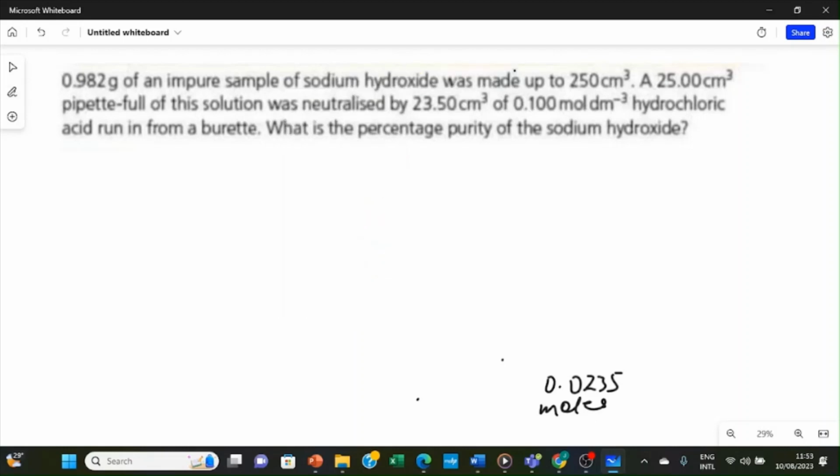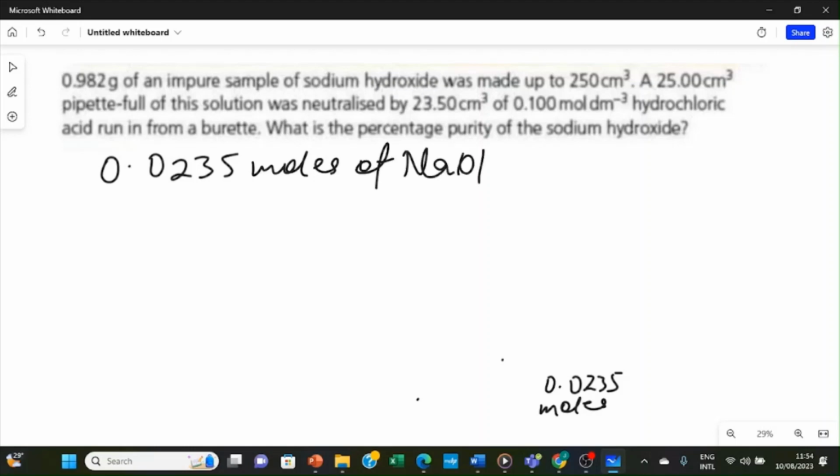So in 250 cm cube, we have 0.0235 moles of sodium hydroxide. The next thing to do is to calculate the mass of the pure sample of sodium hydroxide.